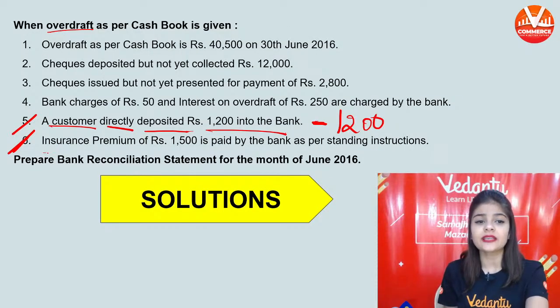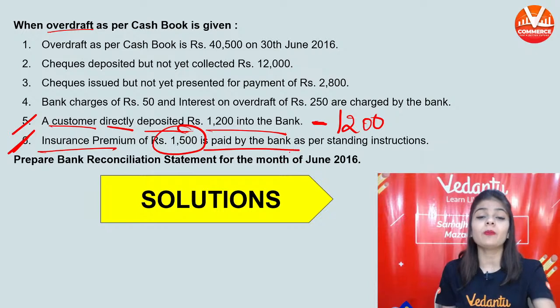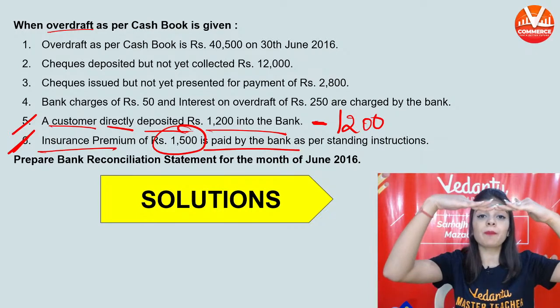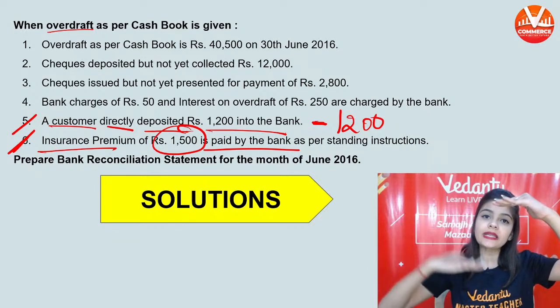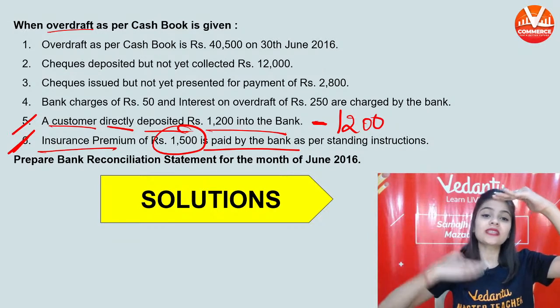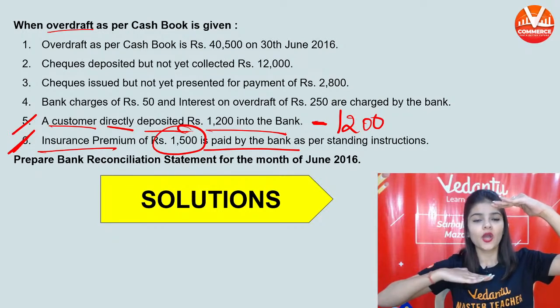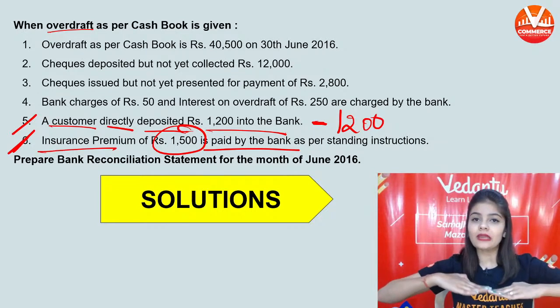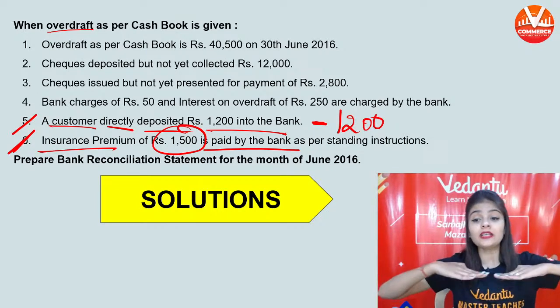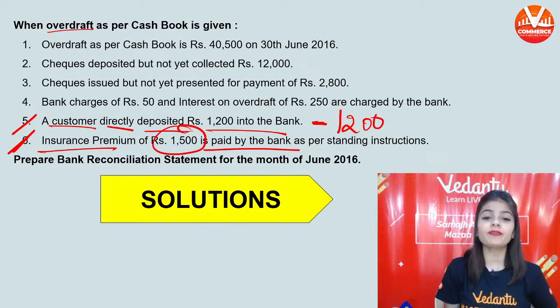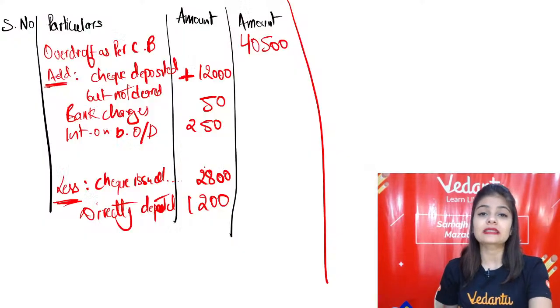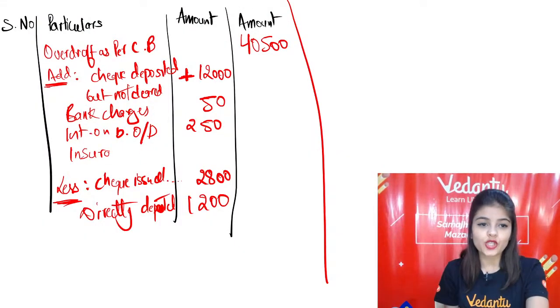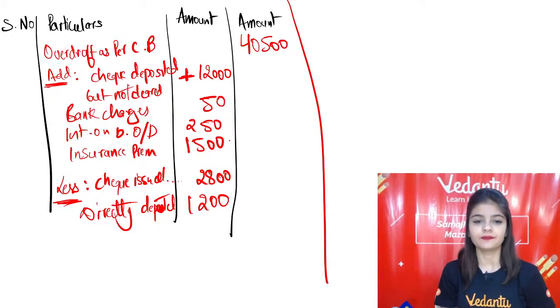And the last is insurance premium 1500 paid by the bank. Your passbook is decreased by 1500. What you will do in cash book? Minus कर देंगे to make it equal. From cash book we will minus to make it equal. Opposite of minus is add 1500. So insurance premium, add 1500.